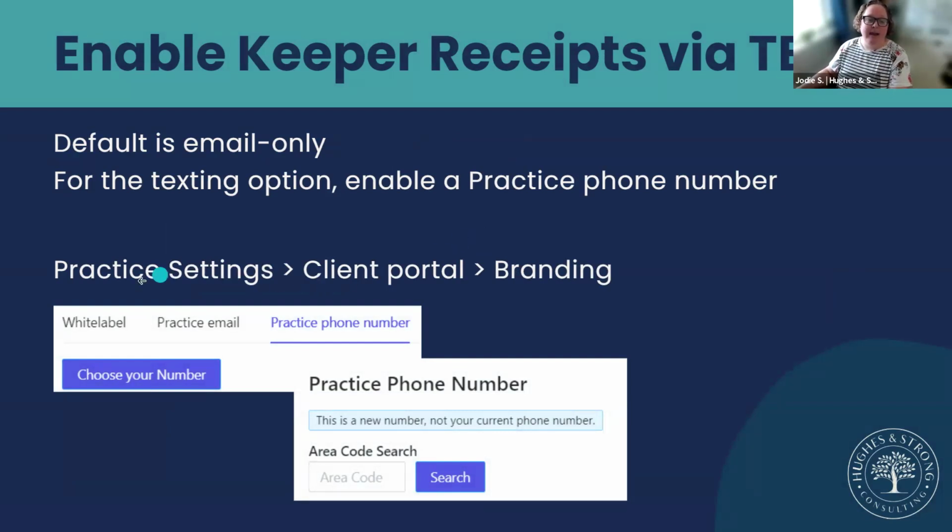And to do that, again, it's within practice settings, but it's underneath the client portal under branding. And there you click on practice phone number and then choose your number. When it comes to the practice phone number, you cannot enter in your own. So this would be a separate phone number specific to Keeper. This is the phone number where those automated text reminders come if you have those enabled, but then this is the number that they can text for that receipt as well.